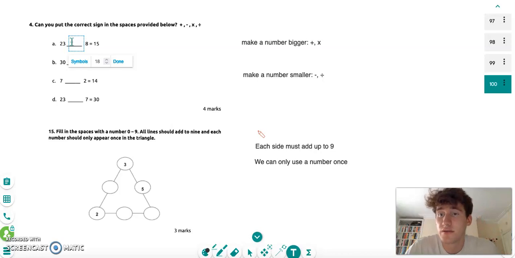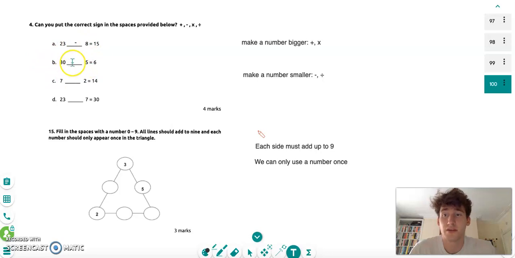Part A, 23 space 8 equals 15. We can see here that we're making the number smaller as 15 is less than 23. So we are either going to be using the subtraction sign or the division sign. Let's start off with the subtraction sign and see if this works. 23 minus 8 equals 15. Yes, that is correct. 23 minus 8 does equal 15. So therefore, it is correct to place the subtraction sign here.